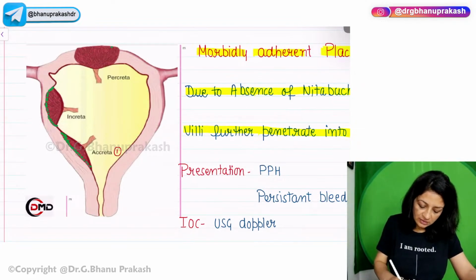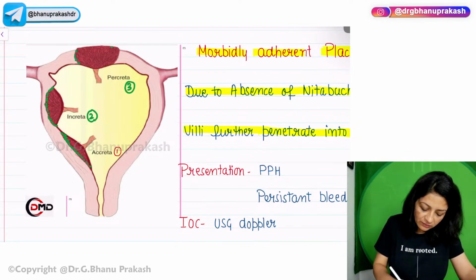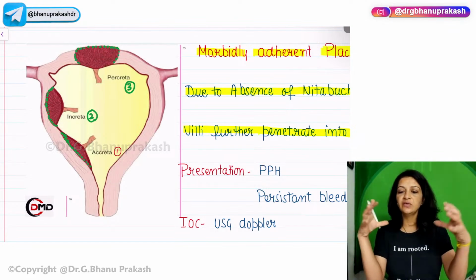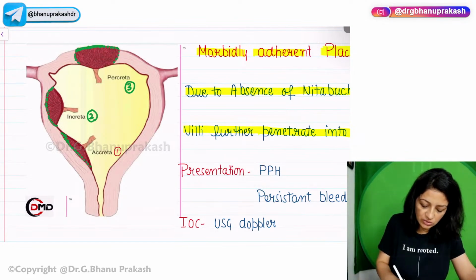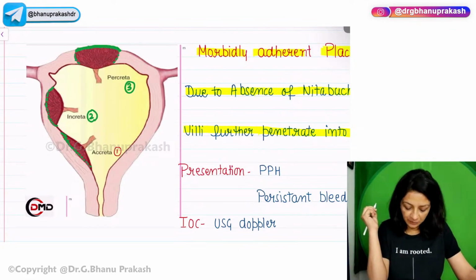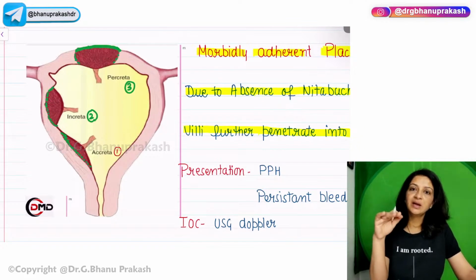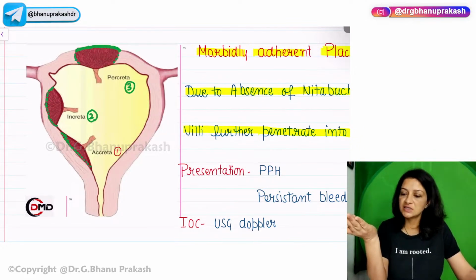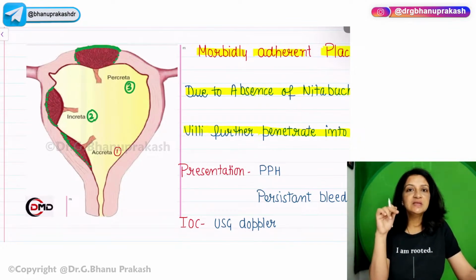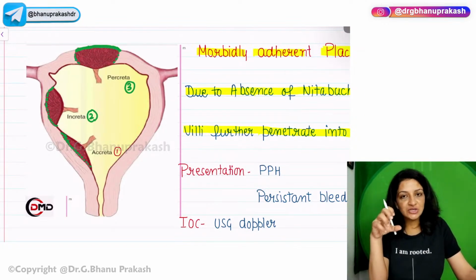In case of this one is the second, third one is the percreta. Percreta means placenta will penetrate the myometrium. Myometrium को पूरा penetrate करते हुए कहां तक चला जाएगा? Serosa of the uterus. Type 3. So acreta, increta and percreta. Per means पार चला जाएगा यूट्रस के. Increta means inside the myometrium. Acreta means superficially attached to the myometrium.